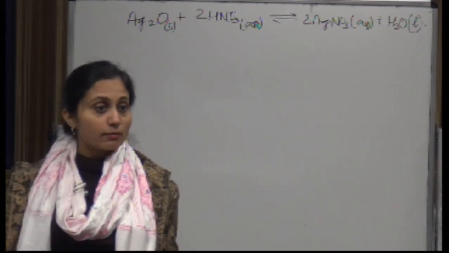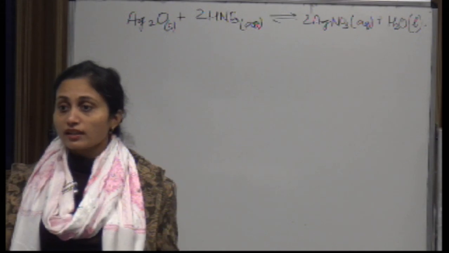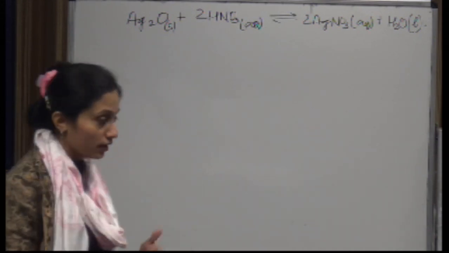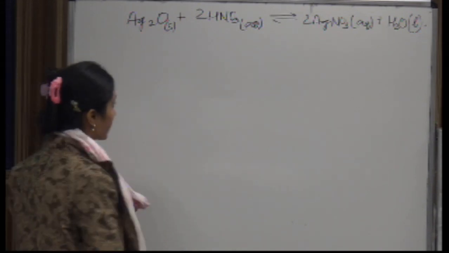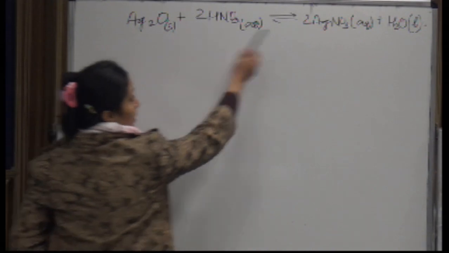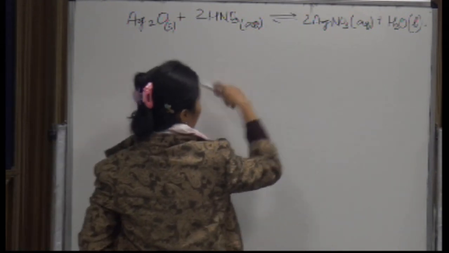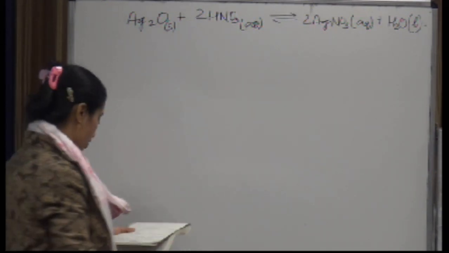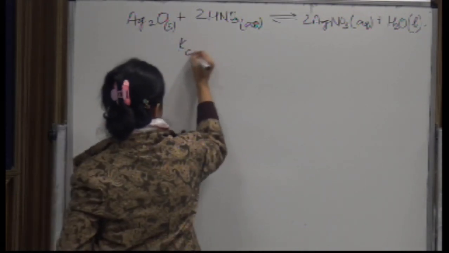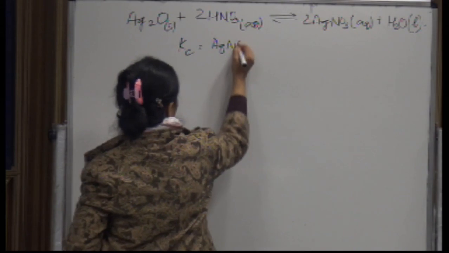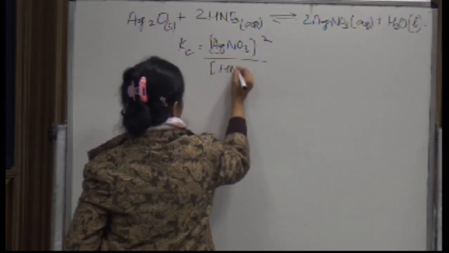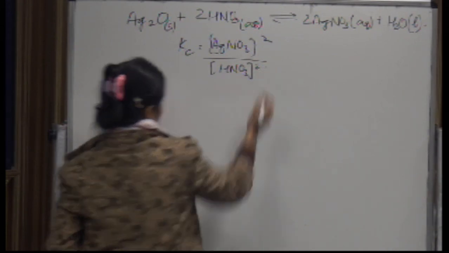Here Kp will be equal to Kc, because your concentration terms are to the same power, so your RT terms get cancelled. You will have Kc equal to the concentration of AgNO3 whole square upon the concentration of HNO3 whole square, fine.